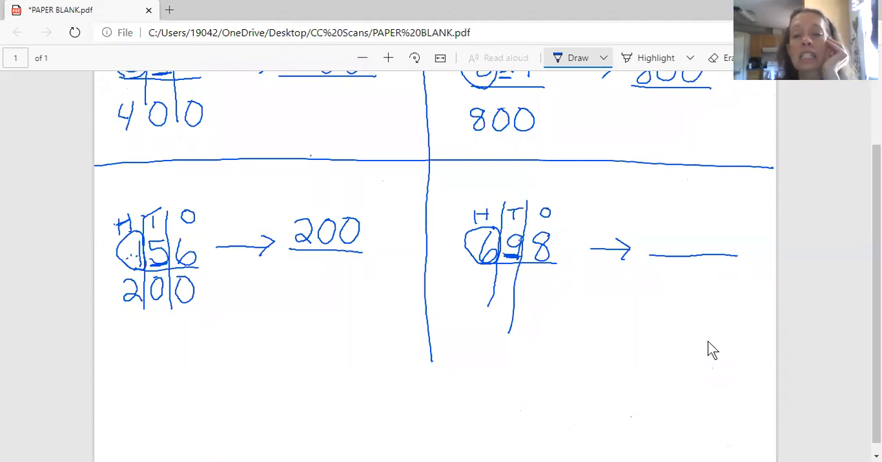Okay? So he is old enough. So that makes the 6 the next grade. What is the grade after 6? 7. And then everything after it becomes a 0. It's that simple. Okay? So 698 is close to 700.